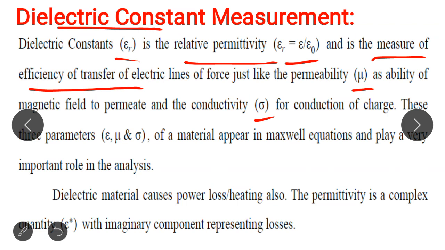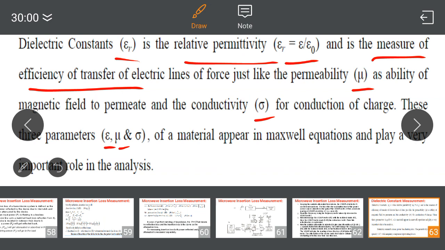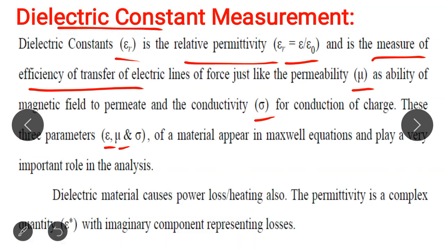These three parameters, that is epsilon, mu and sigma of a material, appear in Maxwell's equations and play a very important role in analysis. A dielectric material causes power loss or heating also. The permittivity is a complex quantity, that is epsilon conjugate, with the imaginary component representing the losses.